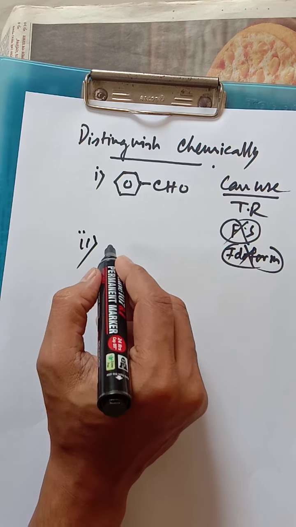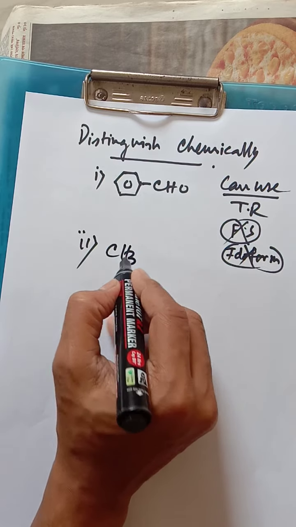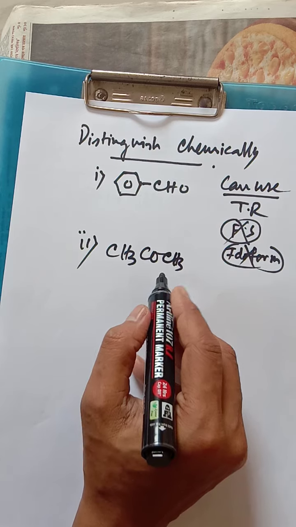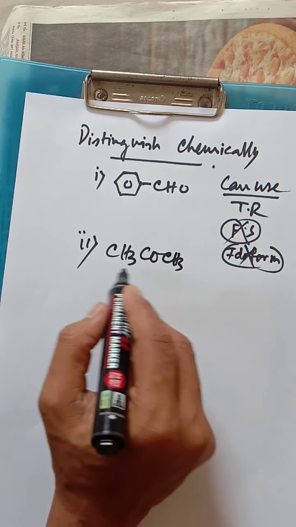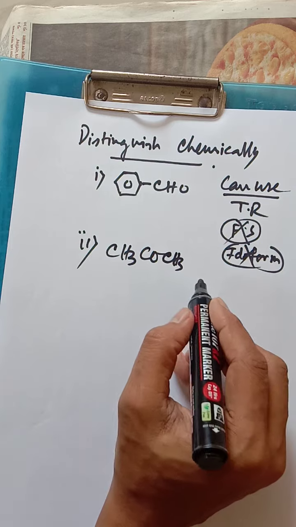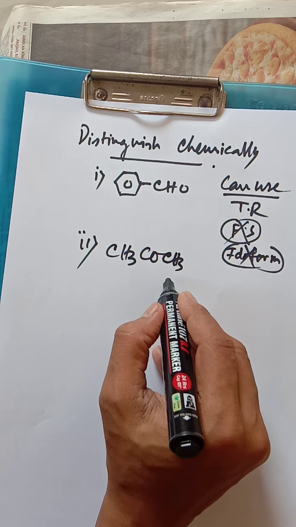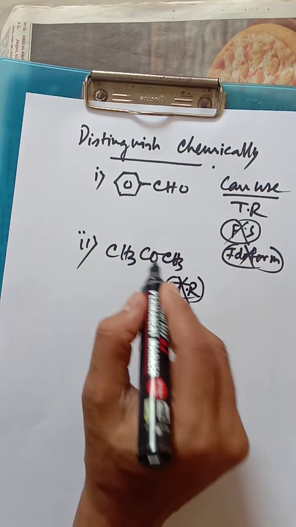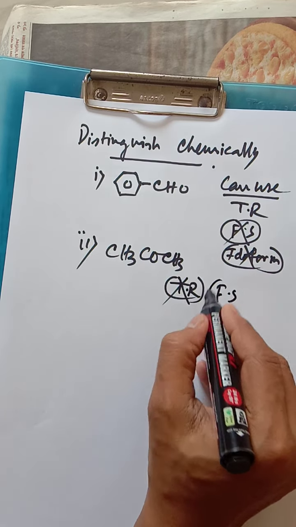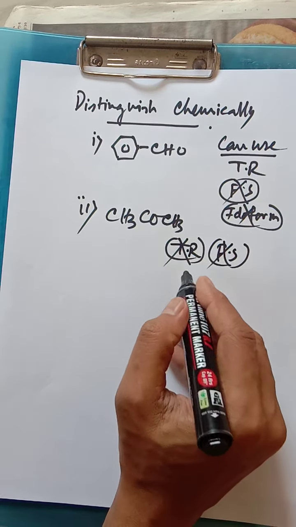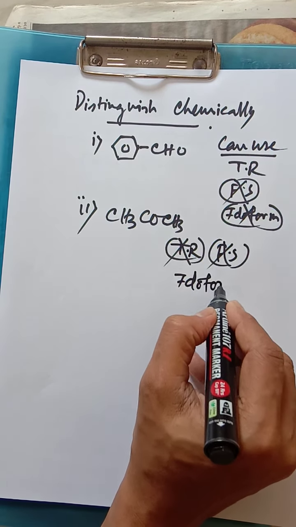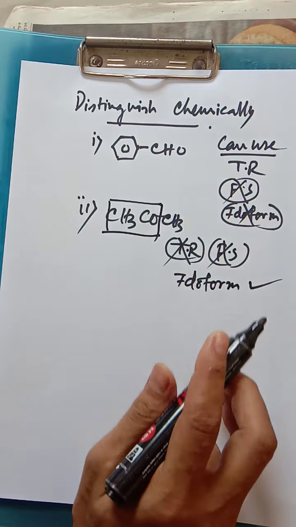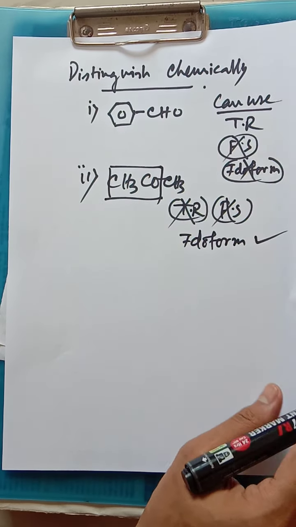Secondly, if the question is given, say CH3COCH3, which type of test can be used to identify acetone? Obviously, can Tollens reagent be used? No, Tollens reagent cannot respond. This is a ketone. Can Fehling solution be used? No, Fehling solution cannot respond. Can iodoform be used? Yes, iodoform can be used because the CH3CO part is there. So always we have to remember that.